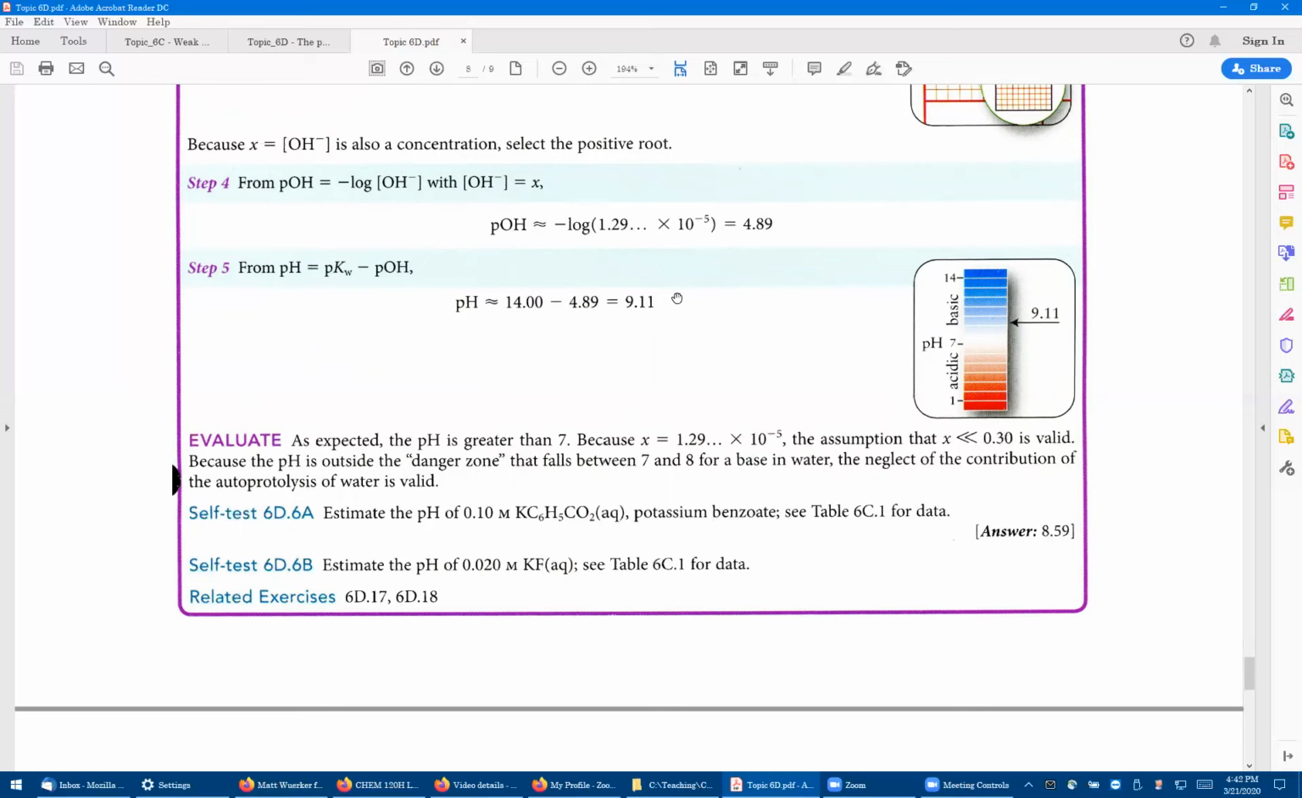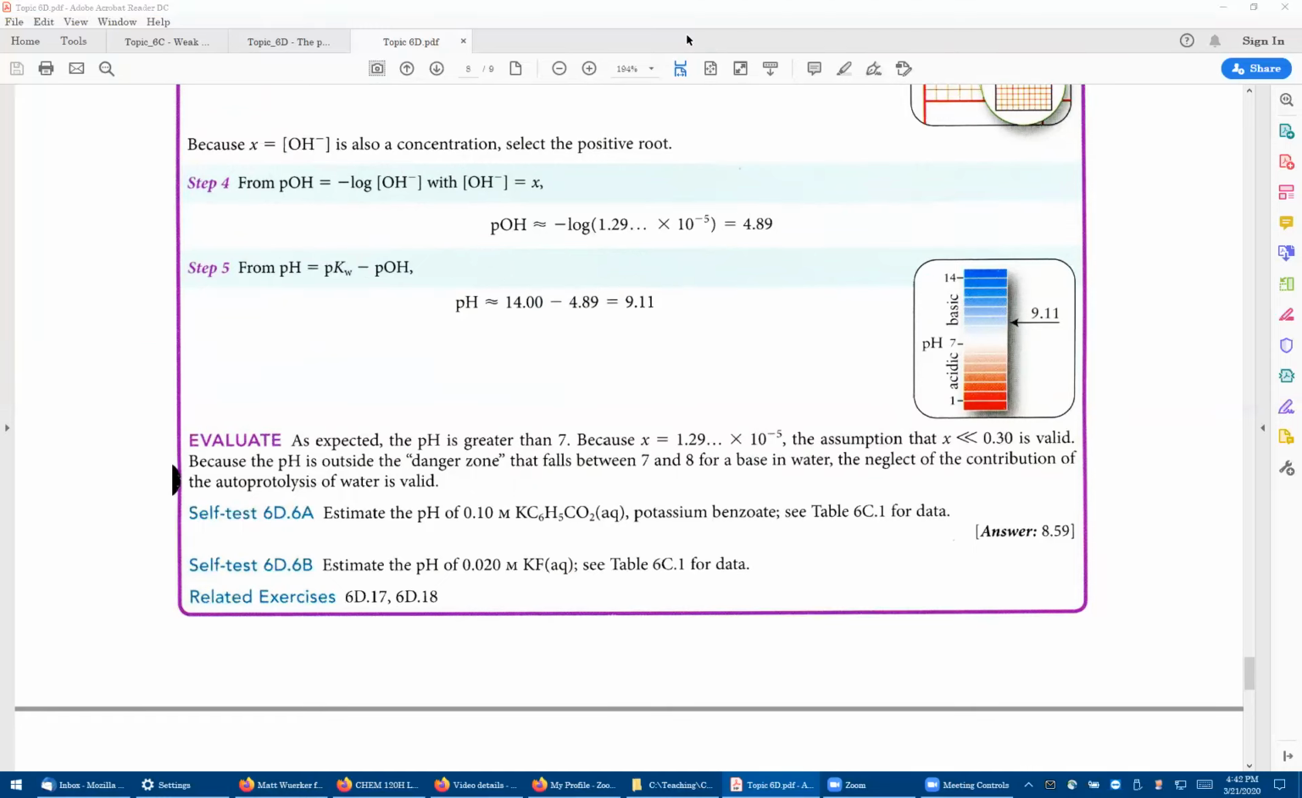And so there are some homework problems assigned that have the same kind of calculations in them. After you do several of them, you'll get used to handling all of these kinds of problems to determine these pHs.